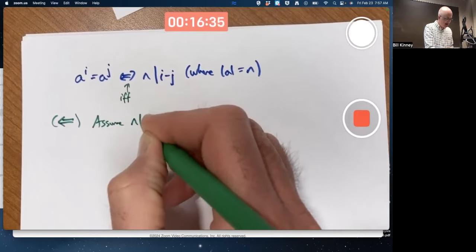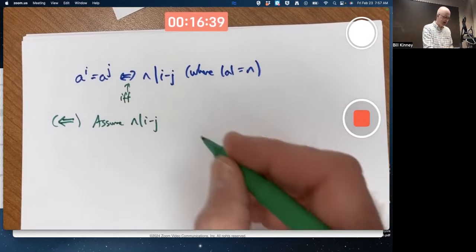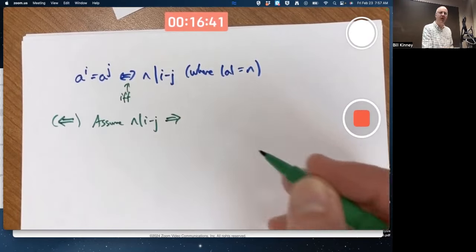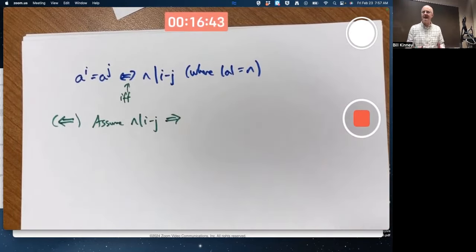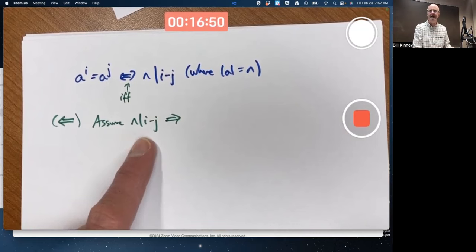Assume n divides i minus j. What does that mean? Go back to chapter 0. What does it mean for one number to divide another number? Don't get confused by this notation. This doesn't mean n divided by i minus j. n divides i minus j. In other words, n is a factor of i minus j.